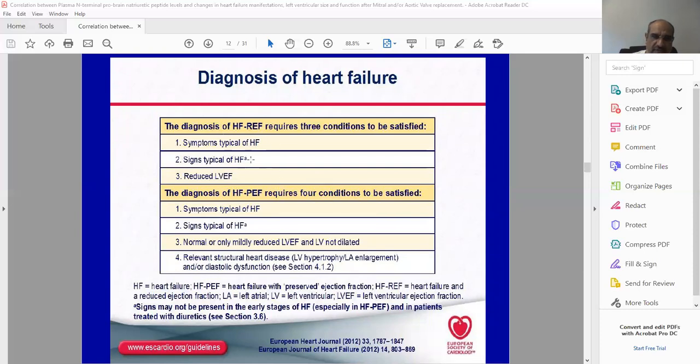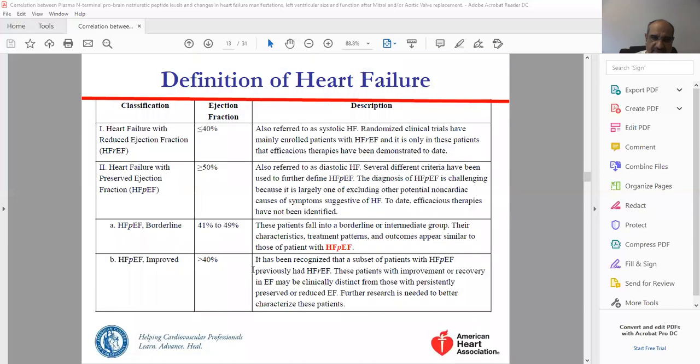So what do you need to have HFrEF? You just need to have the symptoms and signs and the reduced ejection fraction. For HFpEF, you need the symptoms and signs and BNP and this relevant structural heart disease abnormality.